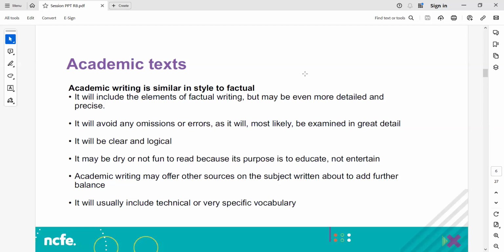It may offer other sources on the subject written about to add further balance. So when you get to the end, there may be a few pages of suggested additional reading. So books, journals on the same subject. And it will usually include technical or very specific vocabulary. So the writer will assume that the people reading it will understand that vocabulary because they are interested in that area.